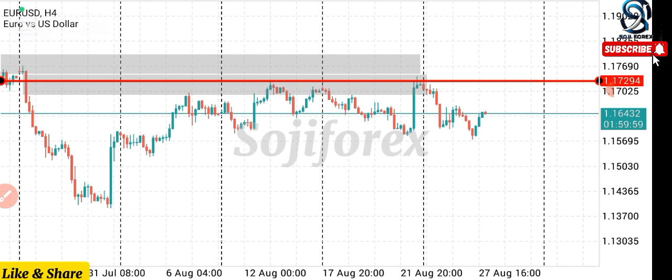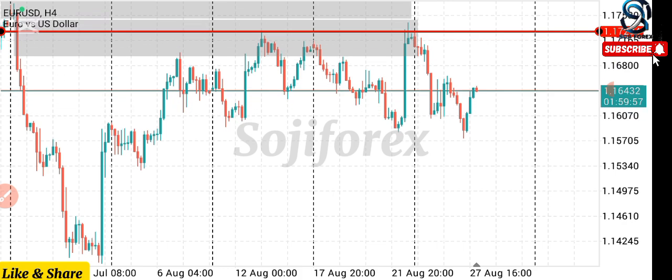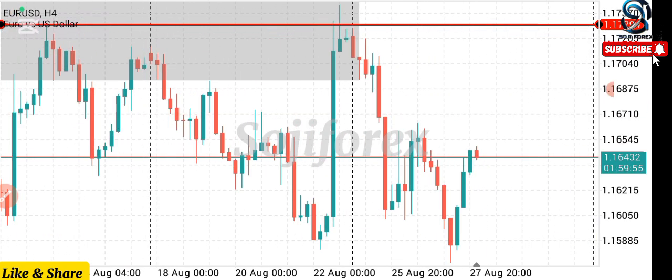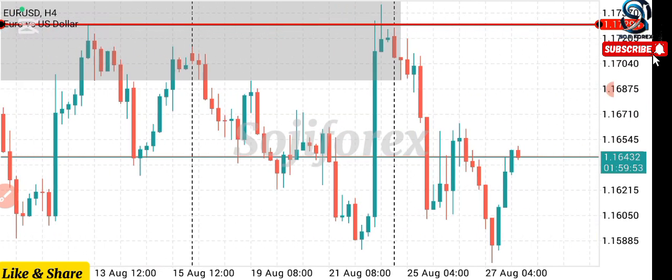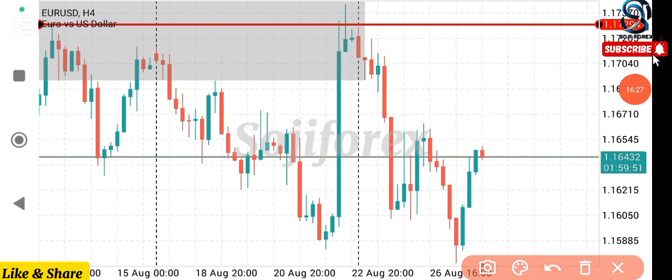Here again, we have an internal liquidity, and let me show you. So this is a typical liquidity run. You see this? So this price now keeps moving. So here is a liquidity sitting here. And what happened? This is a liquidity run.